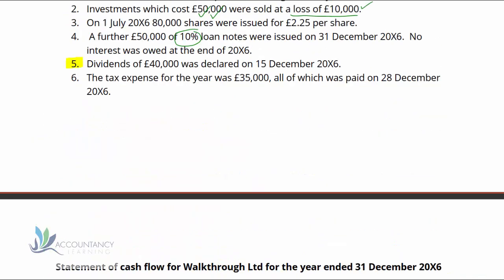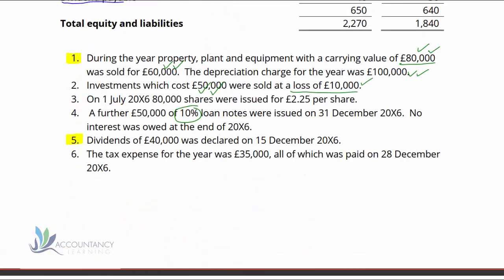Now in this case, because it tells us that no interest was owed at the end of the year, that tells us that there is no accrual, and therefore we're going to put the same number in both places. But if there was some interest owed, if there's an interest liability at the end of the year, then we need to make an adjustment, and the amount of the expense would be different to the amount of cash. But in this case, they're both going to be the same number.